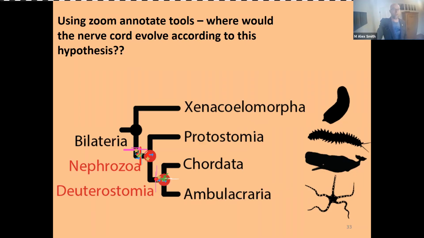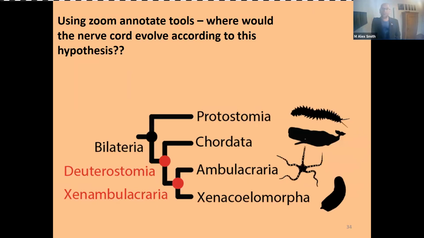So the idea was that it evolved once Xenocelamorphs branched off. Then we see the evolution of a nerve cord and cephalization. Now, clear all drawings. I'm going to ask you according to the next hypothesis. So this is the alternate hypothesis. This is Philippe's hypothesis. According to this, where did the nerve cord evolve? Yeah, that's it. That's right. Well done. Let me save that also. Super. Clear all drawings, and let's keep going.